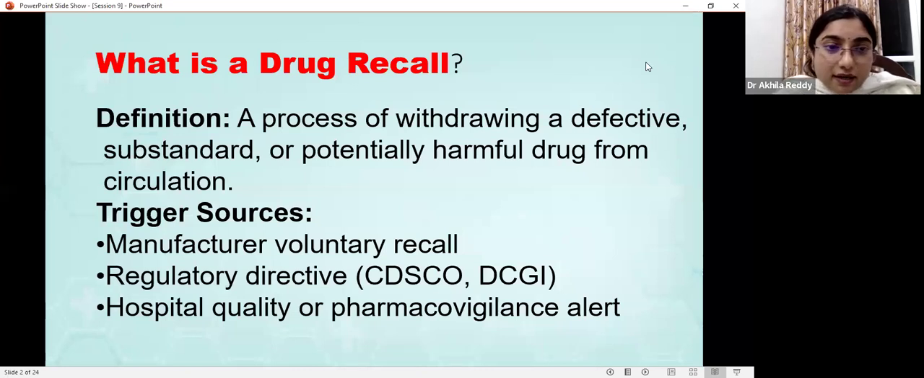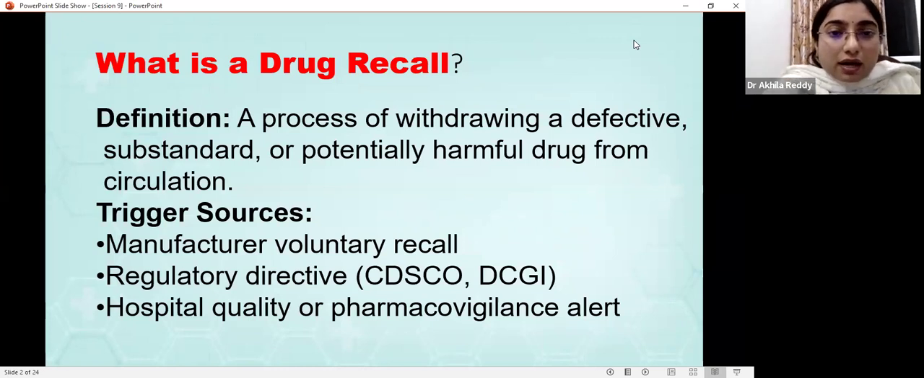Let's see in detail. Drug recall is a process of withdrawing a defective, substandard, or potentially harmful drug from circulation. Usually, if we get any adverse drug reactions, we don't report it as an adverse drug reaction immediately. Based on the WHO scale, we identify whether it is actually a side effect of the drug, or the patient is not willing to take this medication, or the patient is sensitive to that medication.